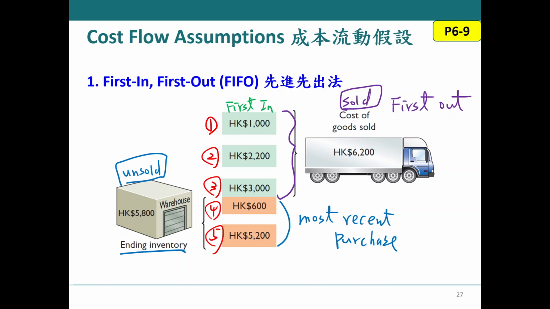So first in, first out. The most recent purchase is kept in your company and becomes your ending inventory. So that's our first assumption. We assume first in, first out, and use it to get our cost of goods sold and our cost of ending inventory.